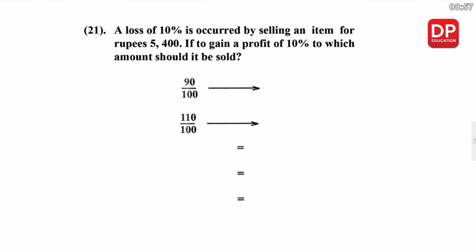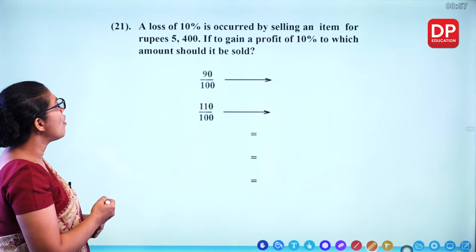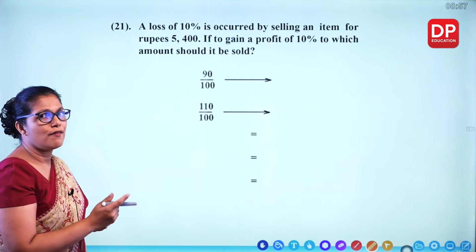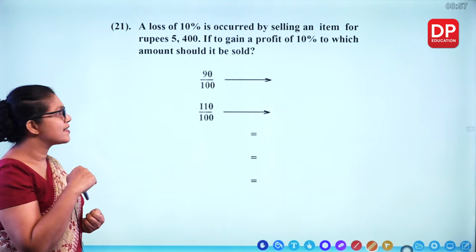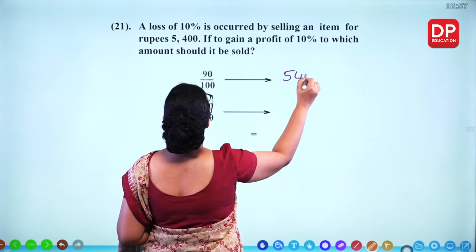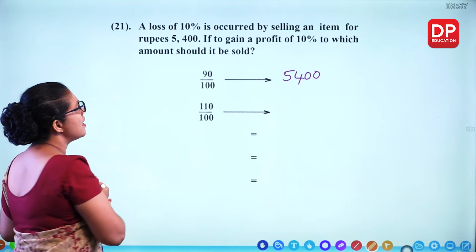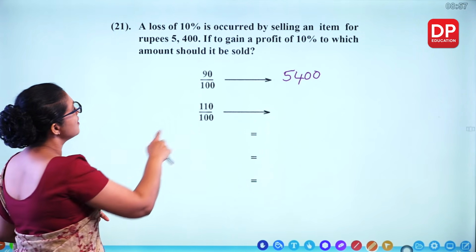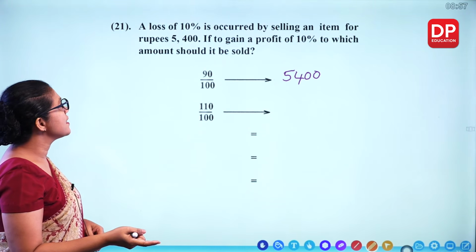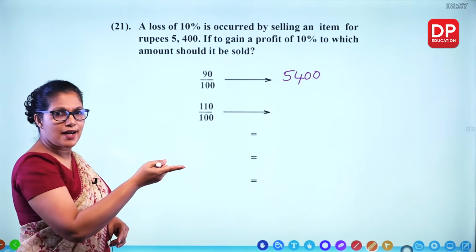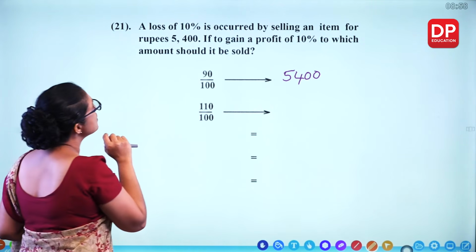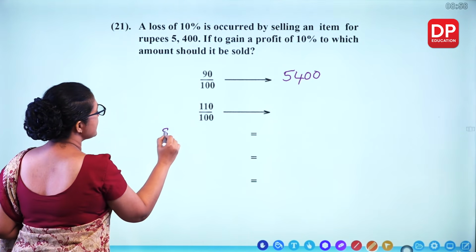This one, a loss of 10% is occurred by selling an item for 5,400. That means if you buy it for 100, you have to sell it for 90 rupees. So 90 over 100 now is 5,400. So what is 110 over 100? That means to get a profit of 10%, you have to consider 110 over 100. So what's the first value? So we can find out the selling price.